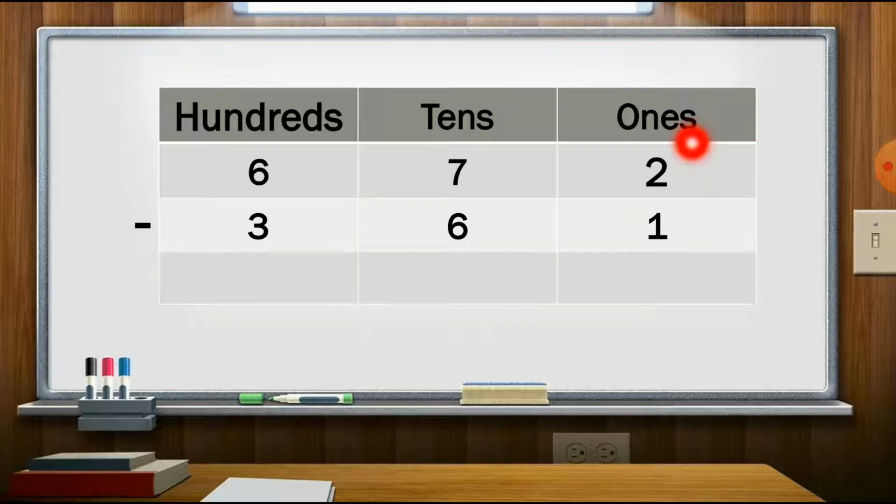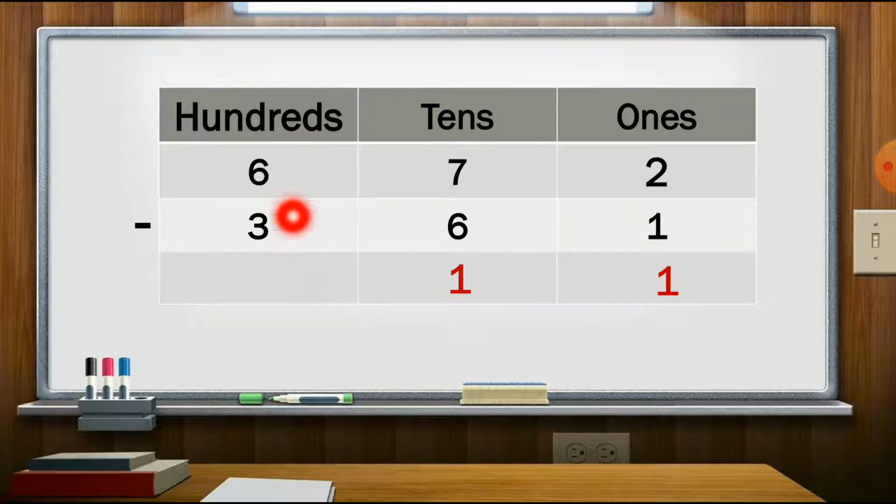So let's start subtracting the sum with the ones column. 2 minus 1 means 1. If we cut 1 number from the 2, we get the answer 1 only. Now let's move to the tens column. 7 minus 6. So we have to cut this 6 from this 7. So 7 minus 6 is equal to 1. So here is our answer 1. Now the ones and tens columns are complete.